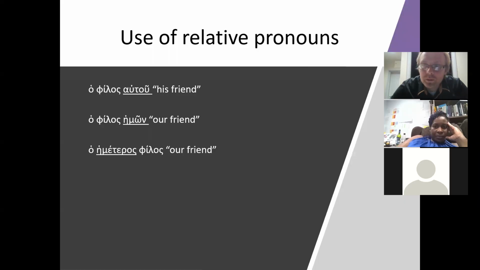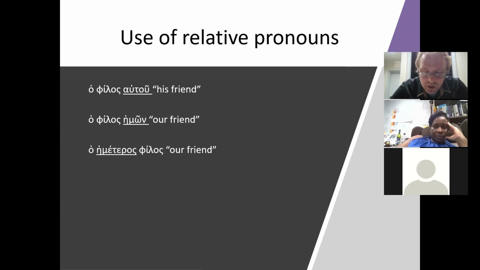Okay, so then we have one noteworthy rule about the use of personal pronouns in classical Greek, and that's that their genitive forms are often used instead of possessive pronouns to express ownership. So thus we can, for instance, by using a personal pronoun, say ho philos autou, which means his friend, or ho philos hēmōn, which means our friend.